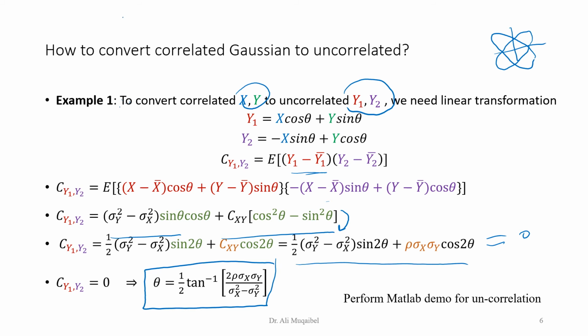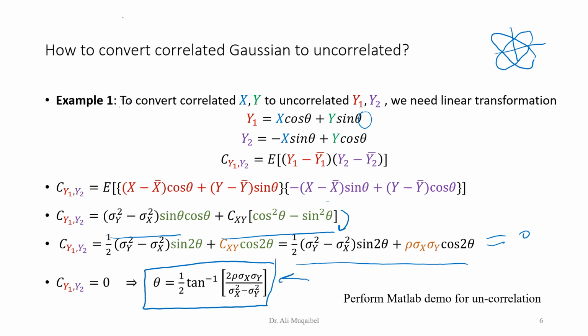Now give me any correlated Gaussian variables, sigma x, sigma y, and rho, and I'm going to multiply them, make a new transformation, come up with new random variables y1 and y2, and those y1 and y2 will be uncorrelated. So all we need to know here is theta, the angle, which is derived in the following expression.